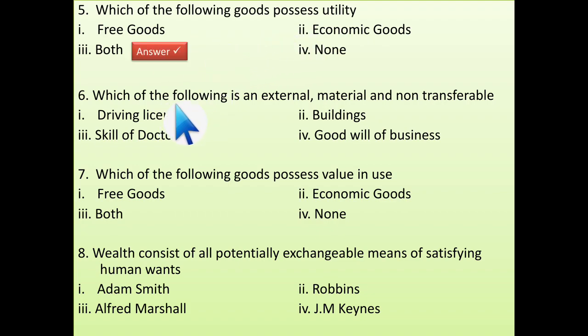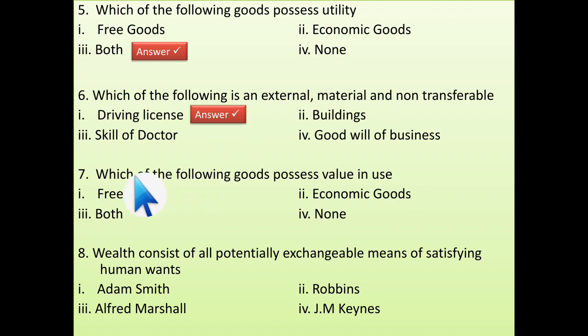Next is, which of the following is external, material and non-transferable? See, non-transferable. The answer is driving license, because it is external, it is material, but we cannot transfer it to anyone because it is not valid for other people.